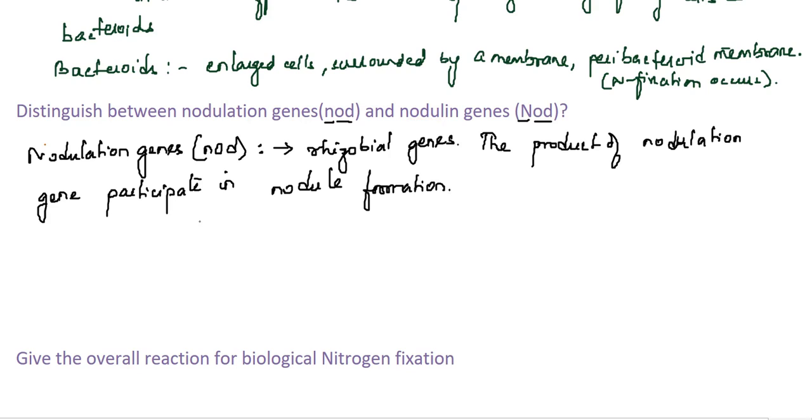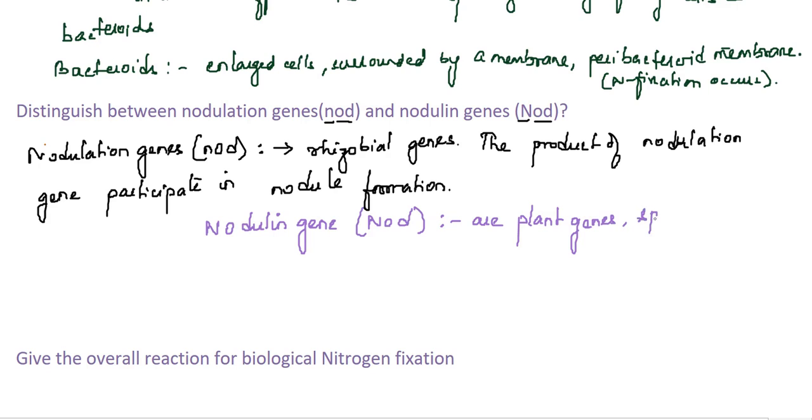Next, coming to another gene, which is the nodulin gene. It starts with capital N. Both are nod; one starts with small n, another starts with capital N. These nodulin genes are plant genes. That means they are synthesized in the plants, and they are specific to nodule formation. Whenever plants are about to form nodules, only then these genes are synthesized.